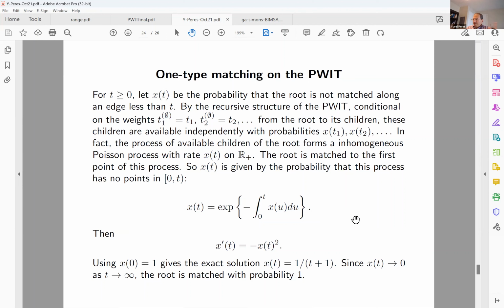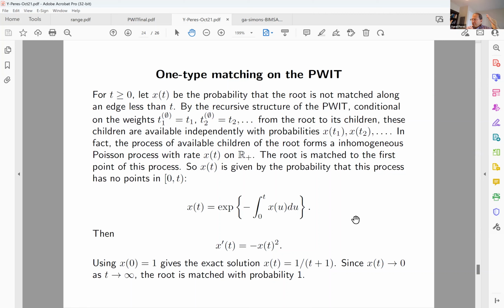So because x of t is going to 0, the consequence is that as t goes to infinity, the root is matched with probability 1 if we don't restrict the distance. But this tells us that the chance it's unmatched within distance t is asymptotic to 1 over t.